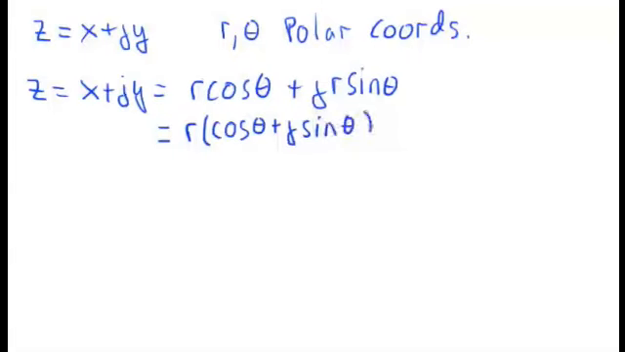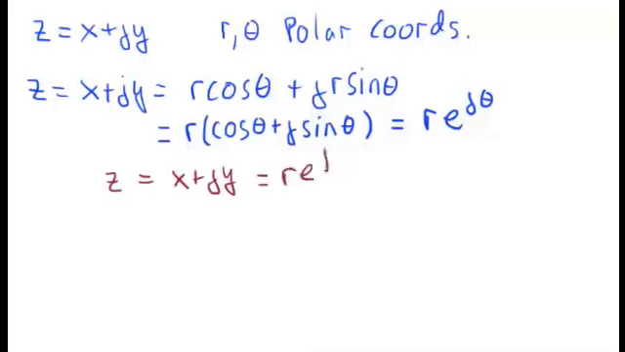And now we see Euler's formula sitting right there. Cosine theta plus j sine theta is e to the j theta, so we have r e to the j theta. Let's put these near each other in one formula below. z equals x plus jy equals r e to the j theta.